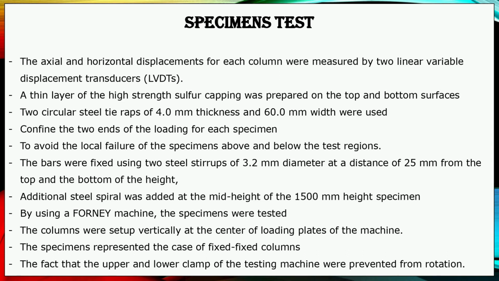Using a machine that has 6000 kN capacity, the specimens were tested, where the columns were set up vertically at the center of the loading plates of the machine. The specimens tested represented the case of a fixed column, due to the fact that the upper and lower clamps of the testing machine were prevented from rotation.